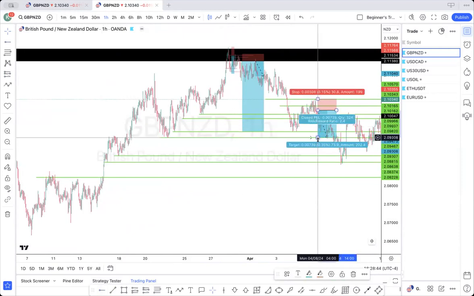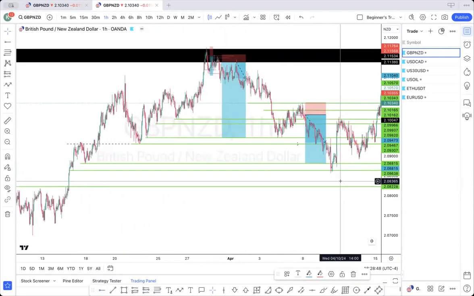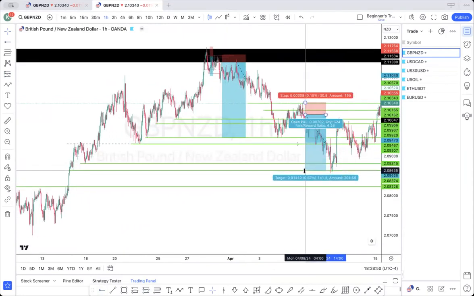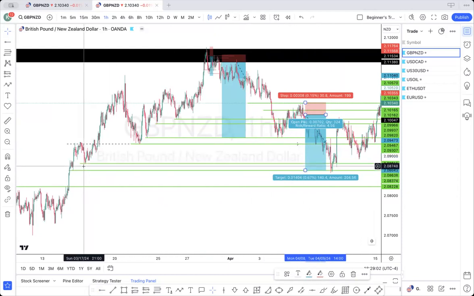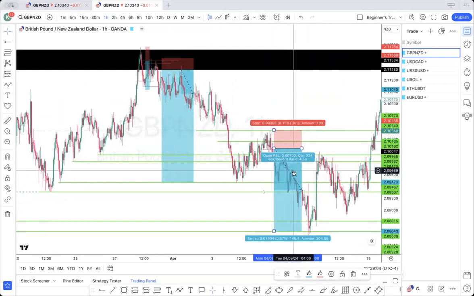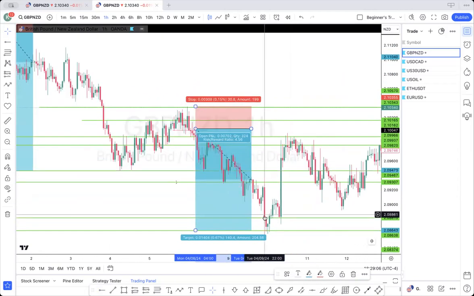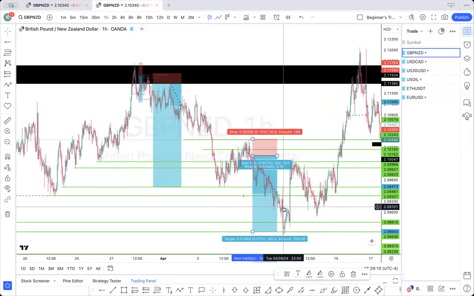So if you had targeted the next low, that was 132 pips. The next low was 140 pips. And what do you know, when price starts breaking the lows, you should be expecting price to start pulling back, right?